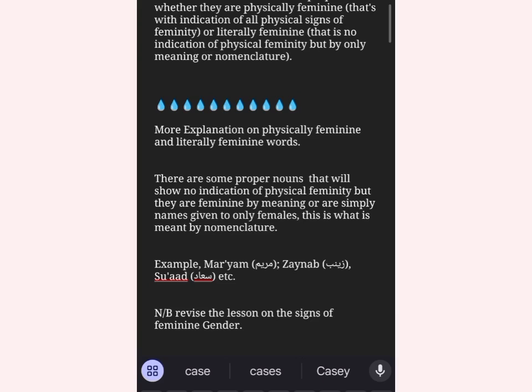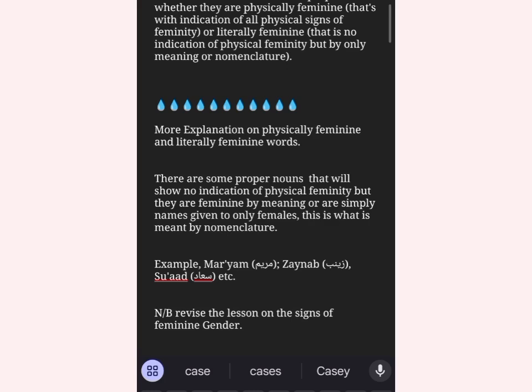So just like we said, there are some nouns that will show no indication of physical femininity. And some nouns show that, but they will show by their structure that they are feminine, but by indication or by meaning, they are masculine. So these are what we call muannath lafzi, mudhakkar lafzi, muannath ma'nawi, mudhakkar ma'nawi. So mudhakkar ma'nawi is a masculine noun. It's a noun that is actually referring to masculine by meaning.